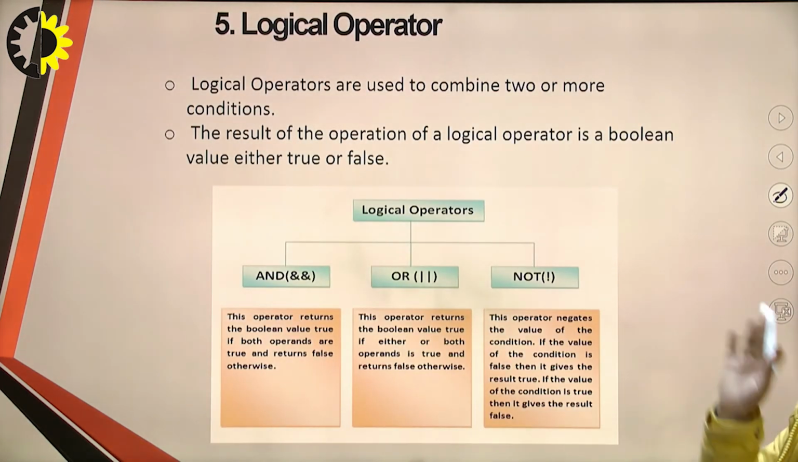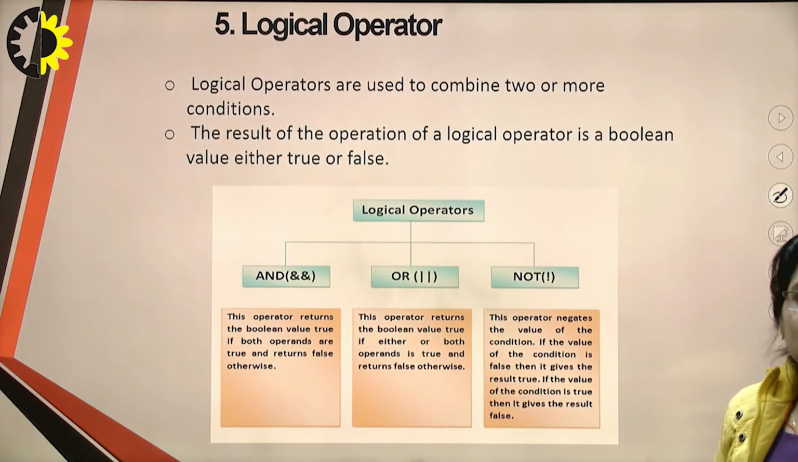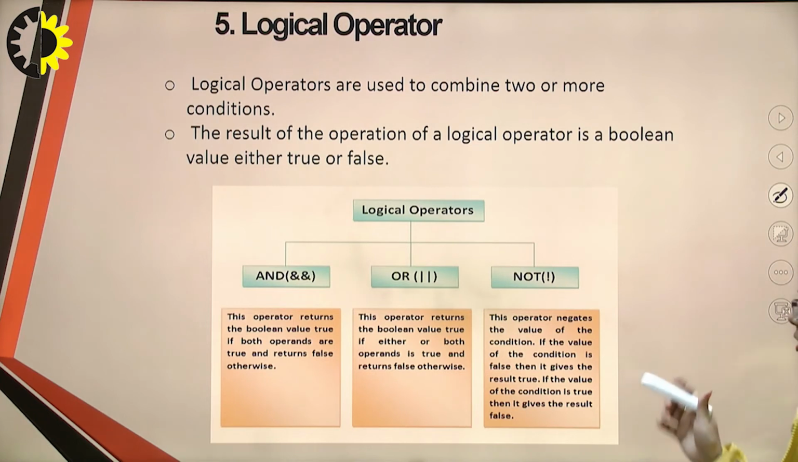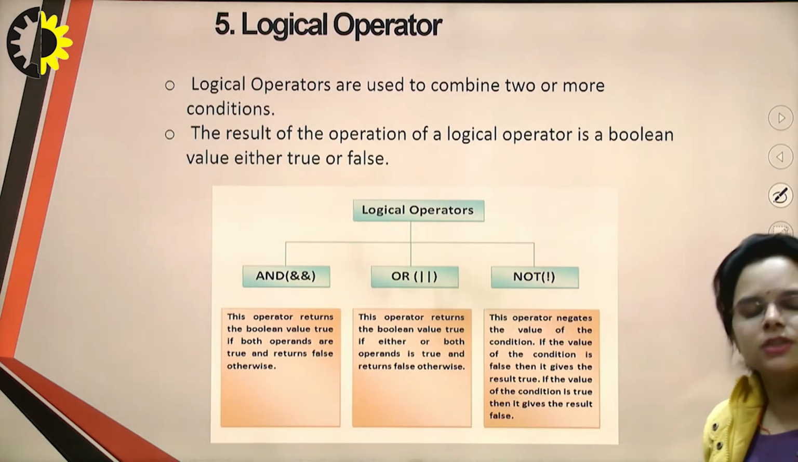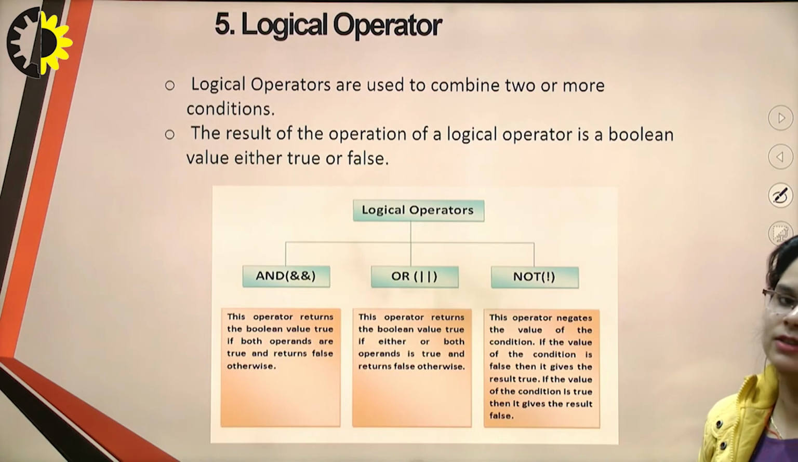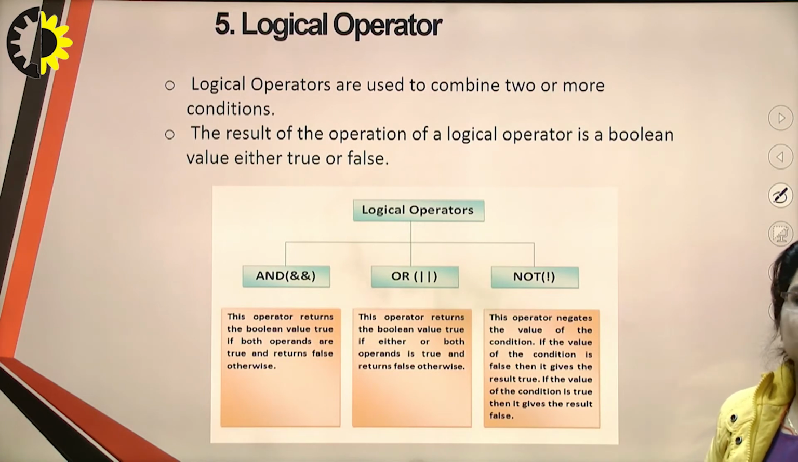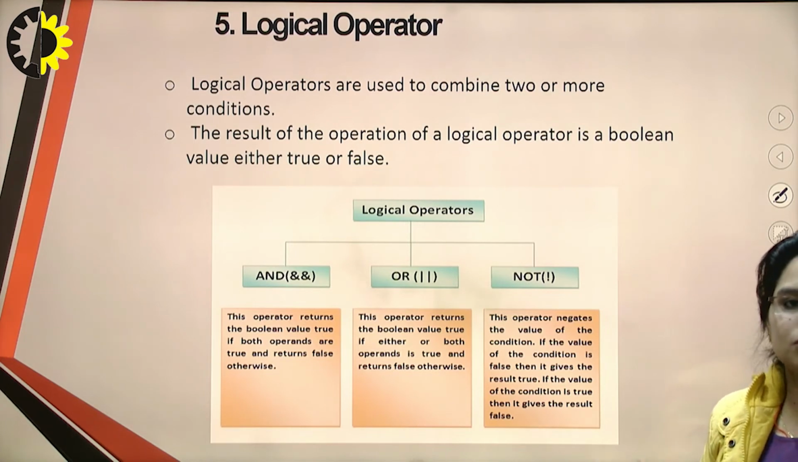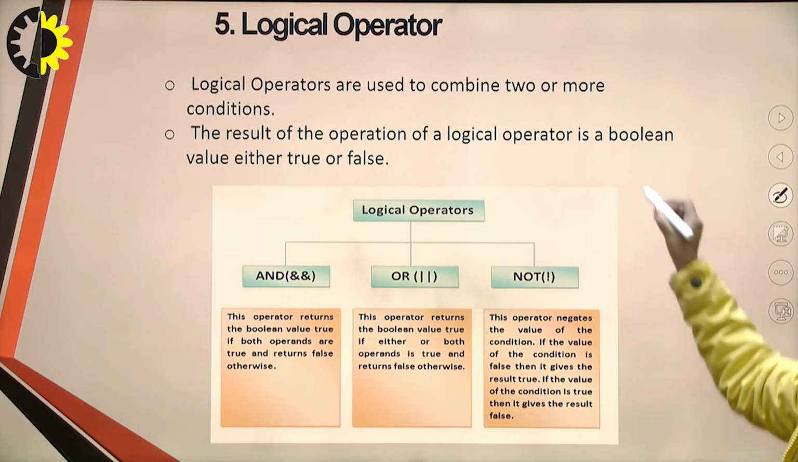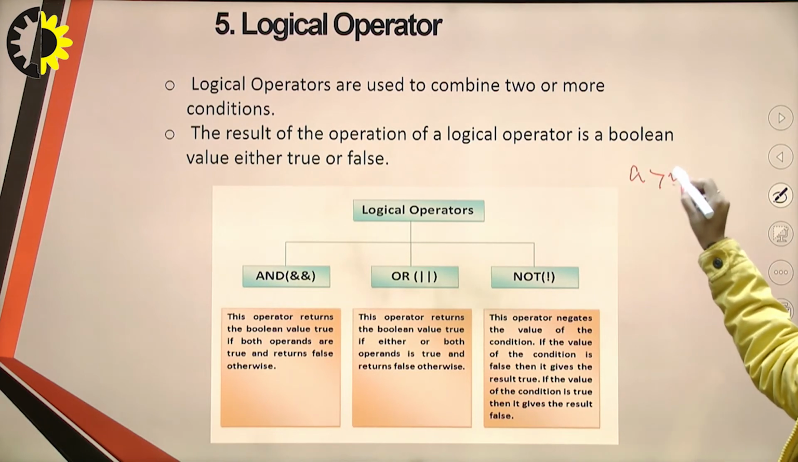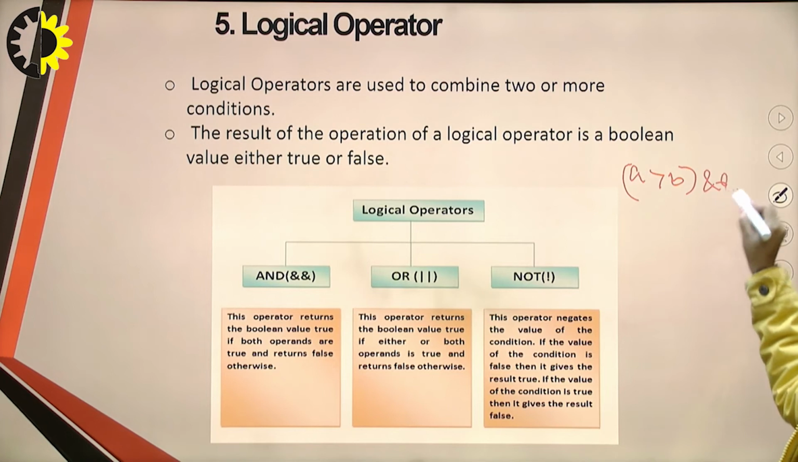Now let us move to the other operator, which is the logical operator. Logical operators are the ones which we have already studied in our 11th and 12th standard. These logical operators are used to combine two or more conditions. If we have to combine, suppose, A is greater than B and A is also greater than C.